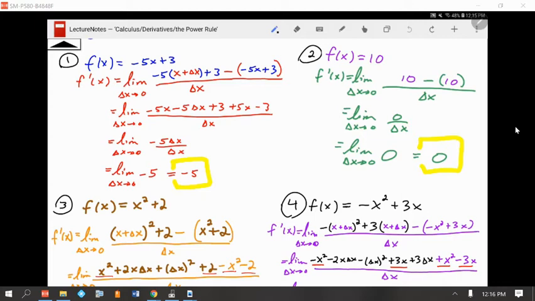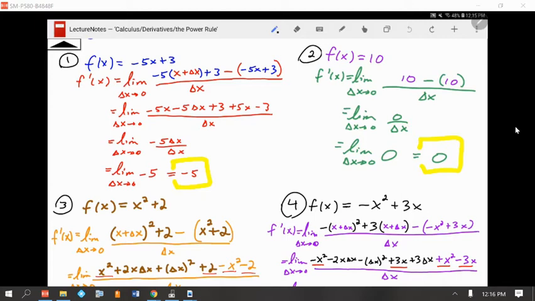If the function is a horizontal line, like number 2, a constant function, y equals 10, the slope of a horizontal line is 0, so the slope of the tangent line would be 0. No matter which x value you're sitting at, the derivative is 0. The function is a constant, and its derivative is also a constant, right? They're not the same constant, because the function was 10, the derivative was 0.